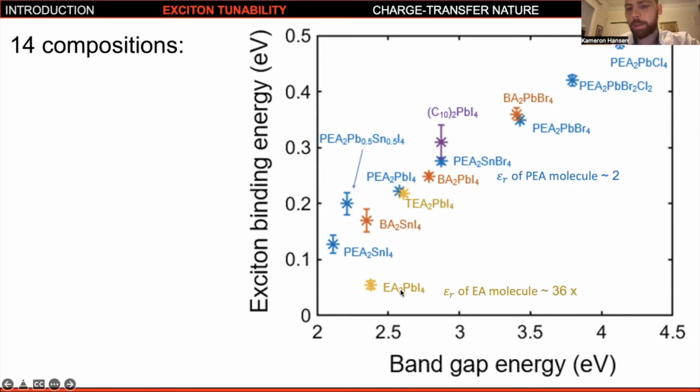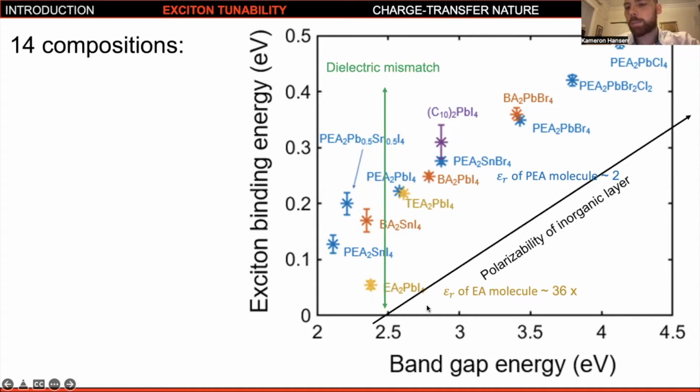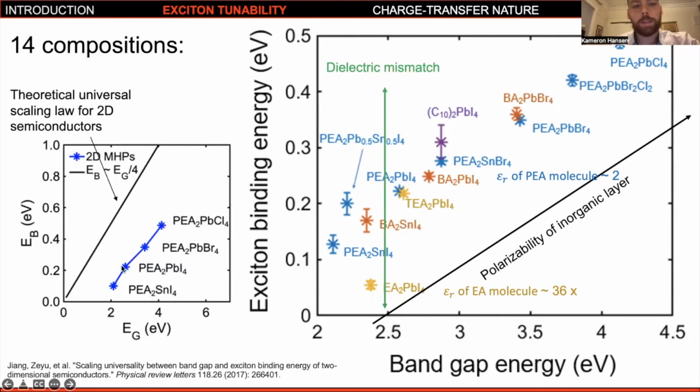So for example, ethanol ammonium down here, which is the outlier, has a much lower binding energy because it has a much higher dielectric constant. So we're tuning the dielectric mismatch in this direction. And then in this direction, it's the polarizability of the inorganic layer that determines where it falls on that trend line.